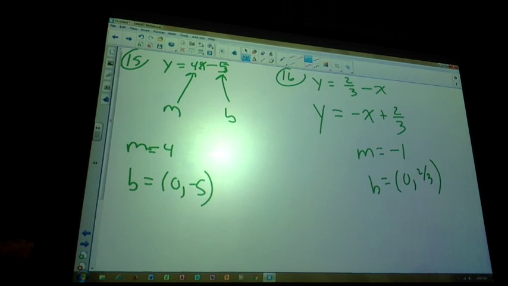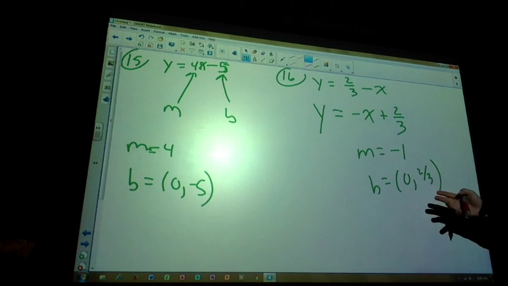Well, you could just write 2/3. b equals 2/3 if you wanted to. The reason I like writing this is that it identifies a point.